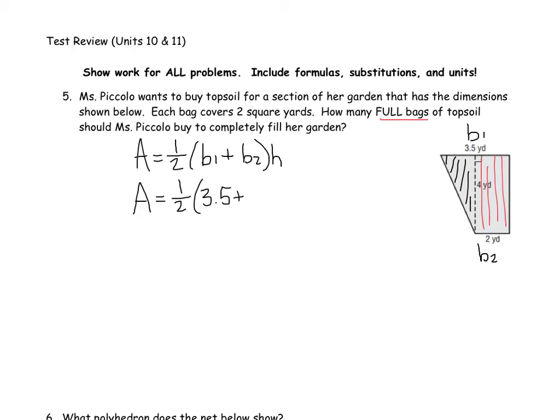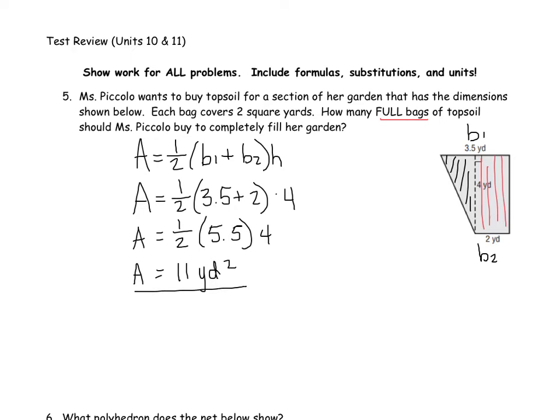So I will substitute them into my formula. The height is 4 yards. From there, I can do a nice easy math problem. Combine my parentheses, 3.5 plus 2 gives me 5.5. And I multiply all three numbers together to get 11 yards squared, or 11 square yards. So that would be the area of my garden.